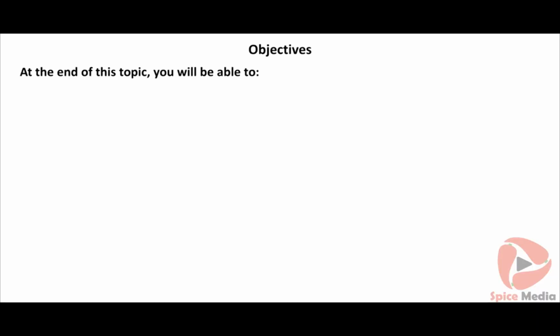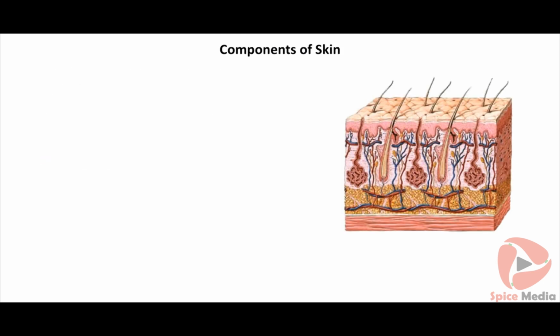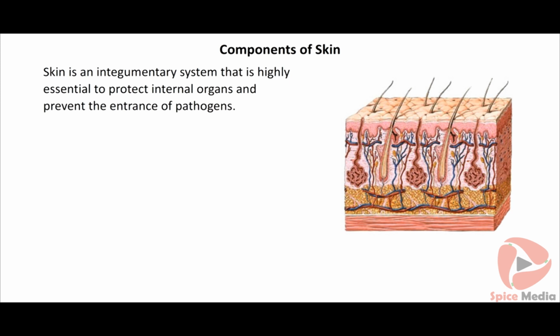At the end of this topic, you will be able to draw the structure of skin, brief the part of the integumentary system skin, identify the 3 layers of skin, list the functions of skin. Skin is an integumentary system that is highly essential to protect internal organs and prevent the entrance of pathogens. The 3 major tissues of the skin are epidermis, dermis, and hypodermis.